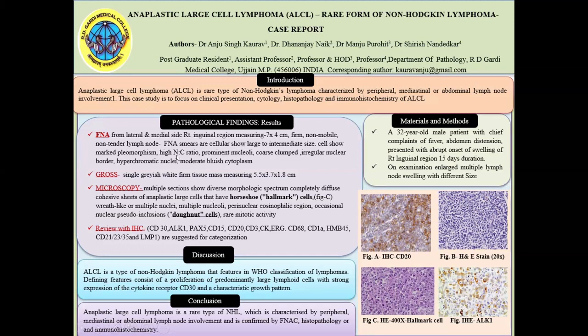So the FNA finding is this, and histologically, on microscopy, this can be seen. Figure A, IHC CD20; figure B, H&E stain 20X; and C, hallmark cells. So this is an anaplastic large cell lymphoma, a rare type of non-Hodgkin lymphoma.